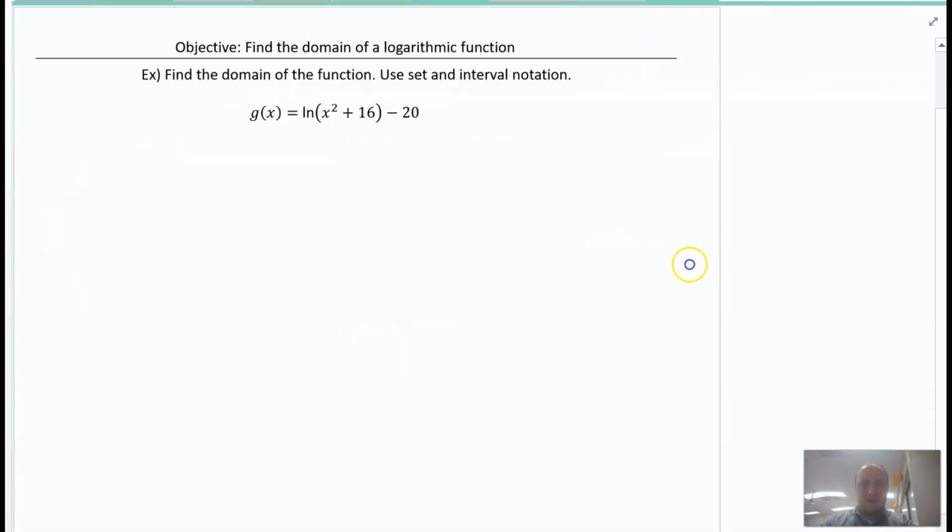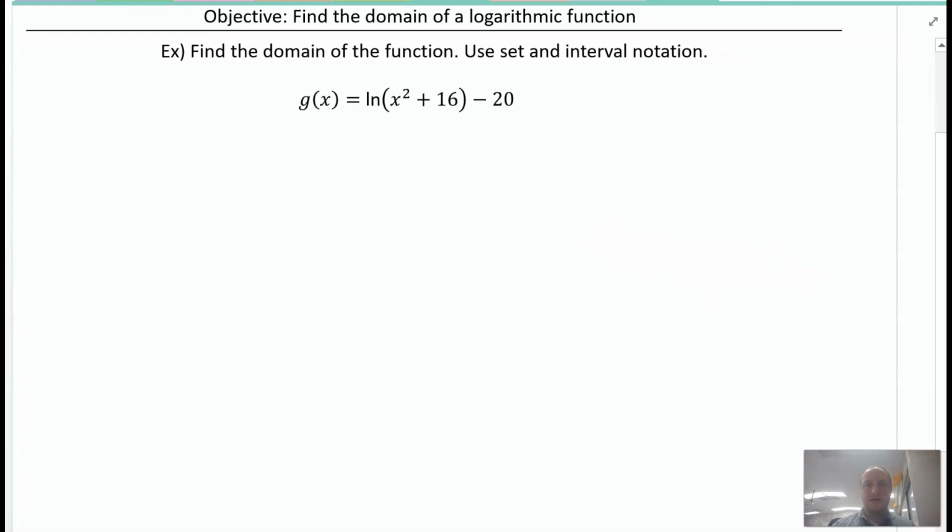The second case, here I have a different type of result. So let's look at it. x squared plus 16 is our argument. Notice how I don't even pay attention to the rest of the function. It all doesn't matter. I want that argument to be greater than 0. So we'll solve this. So x squared plus 16 is equal to 0.